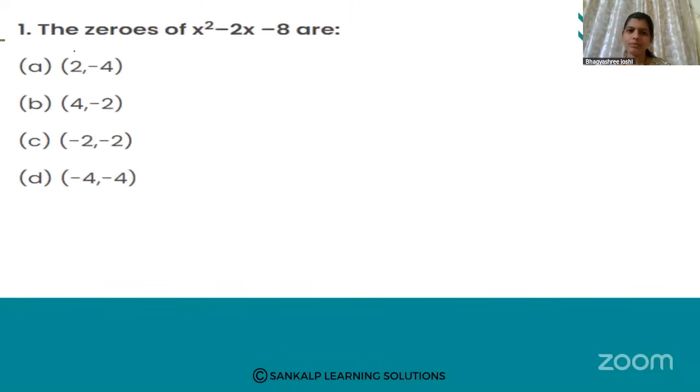Next one. The zeros of x square minus 2x minus 8 are. Yes, this is a very simple question. Again, do the factorization method, find out the factors. I will not do it, I will wait, you answer. Okay. So, by using the factorization method, tell me which one is the right answer here. 2 minus 4, 4 minus 2, minus 2 minus 2, minus 4 minus 4. Yes, dear children, I am waiting for your answers.